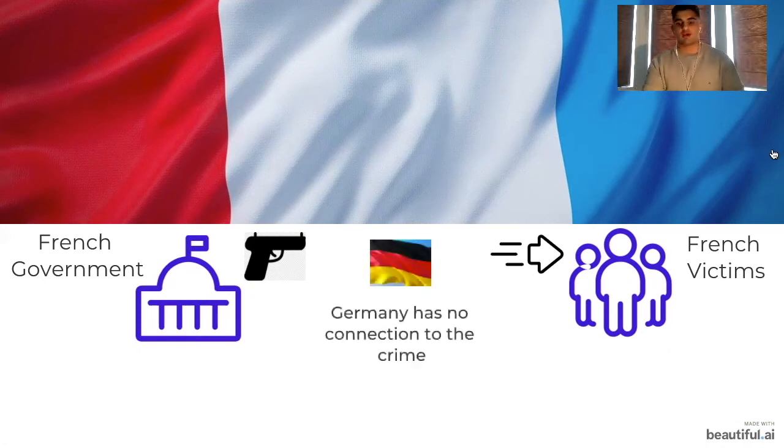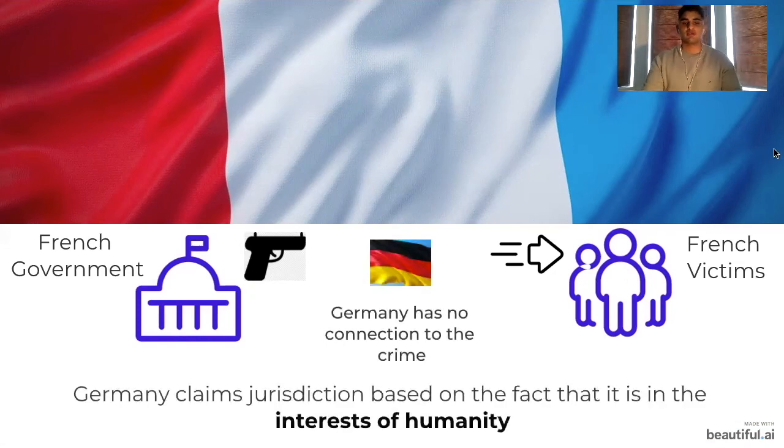Well, Germany has no connection to the crime, but Germany claims jurisdiction based on the fact that it is in the interests of humanity. And this is what is so controversial about universal jurisdiction. What gives Germany the right to interfere with internal French politics or internal French matters? And this is the biggest criticism of universal jurisdiction. It basically may give powerful states the right to interfere in other countries and their internal laws and regulations.